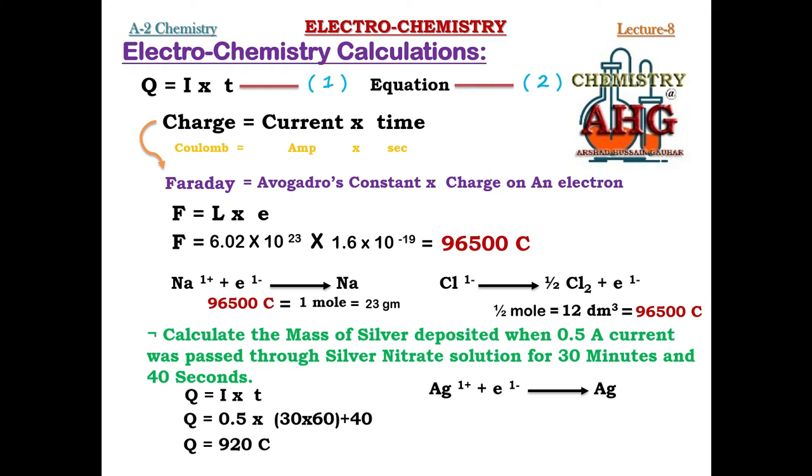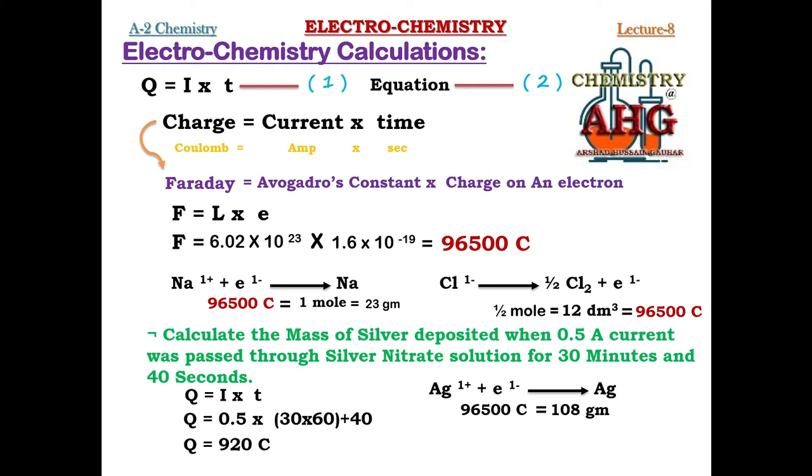1. For 1 mole, what is the charge that is used? 96,500 coulomb. And this charge has produced how many moles of silver? 1 mole. But we don't need mole, we need mass. So from the periodic table, you can come to know what is the mass of 1 mole of silver. The mass of 1 mole of silver is 108 grams. 108 grams of silver is produced if we pass 96,500 coulomb charge.